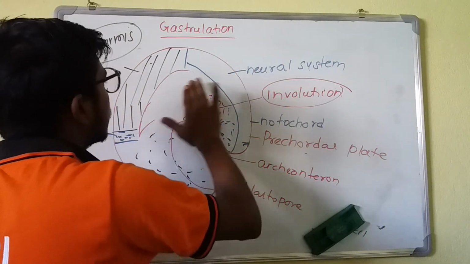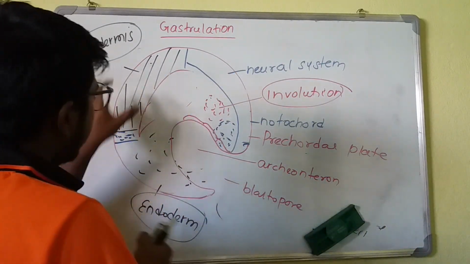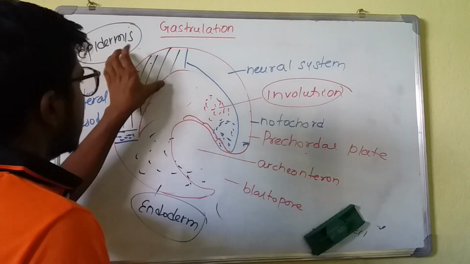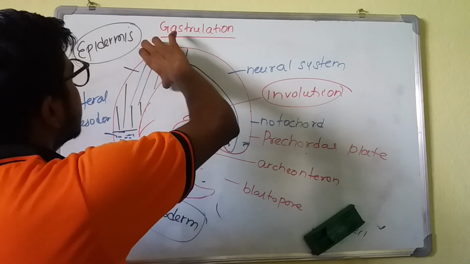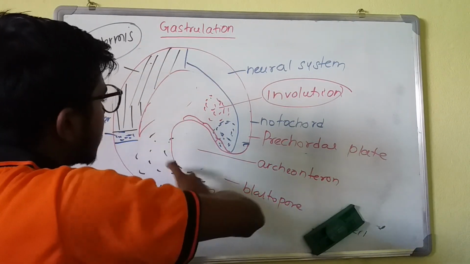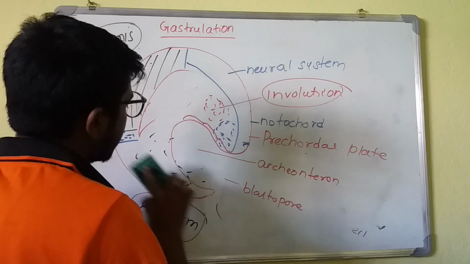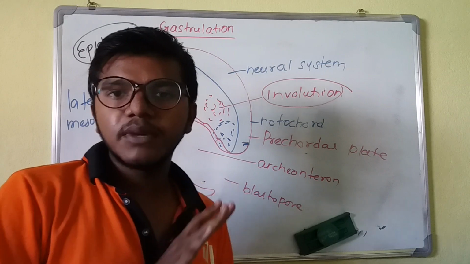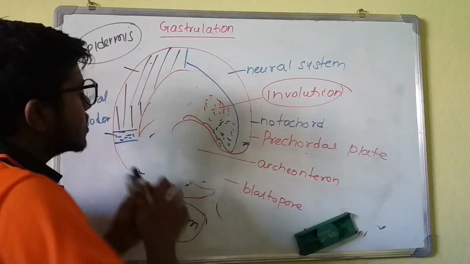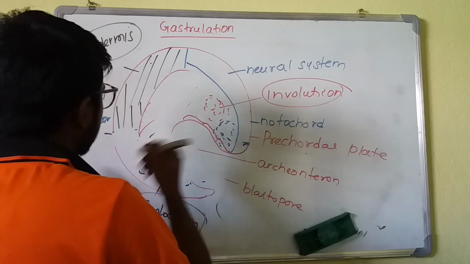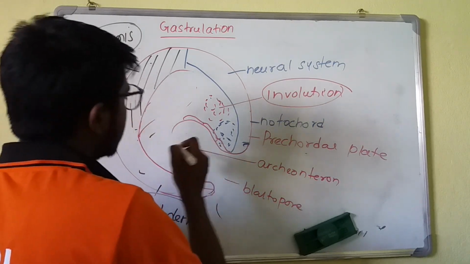Now again, what happens? At the same time, epiboly takes place. Epiboly means all of the superficial layer of cells will contract or try to cover the endoderm. So the space is not increasing. That's why all of the outer part is taken up by the ectoderm.